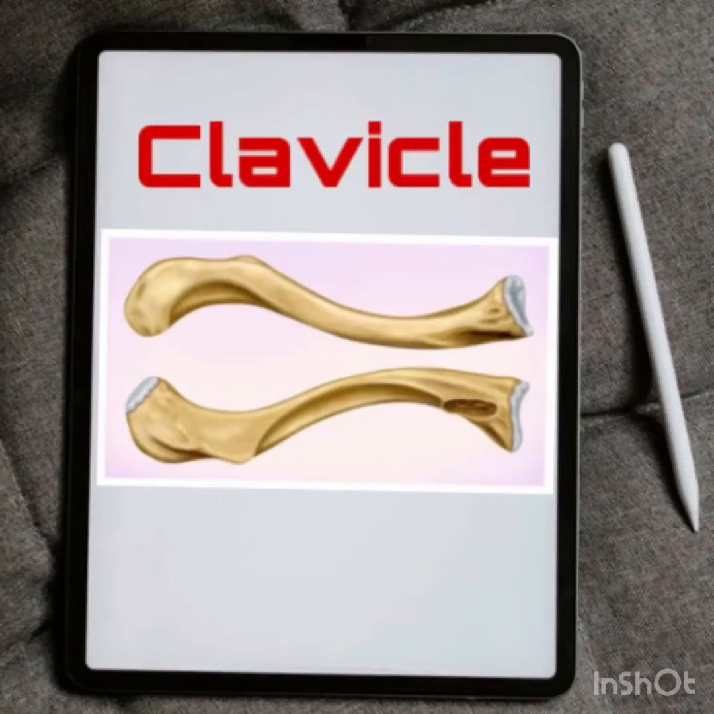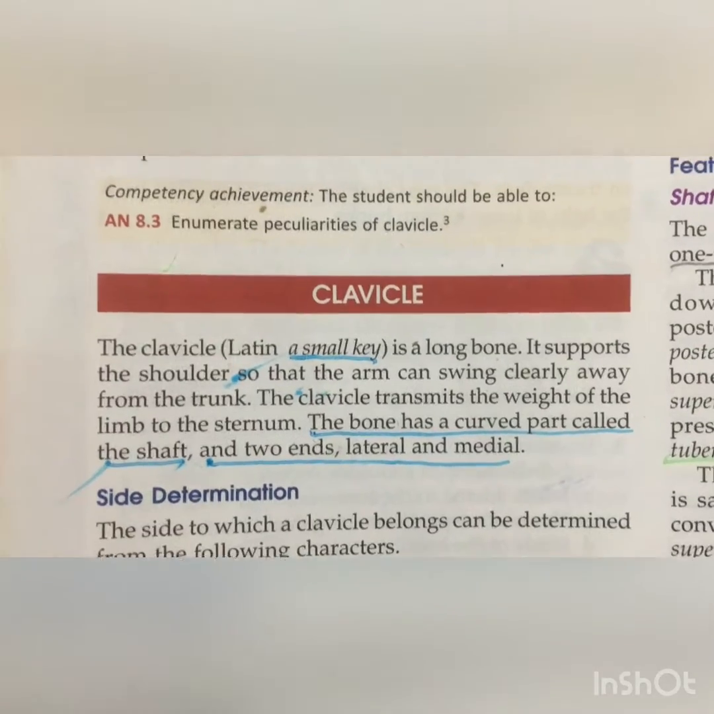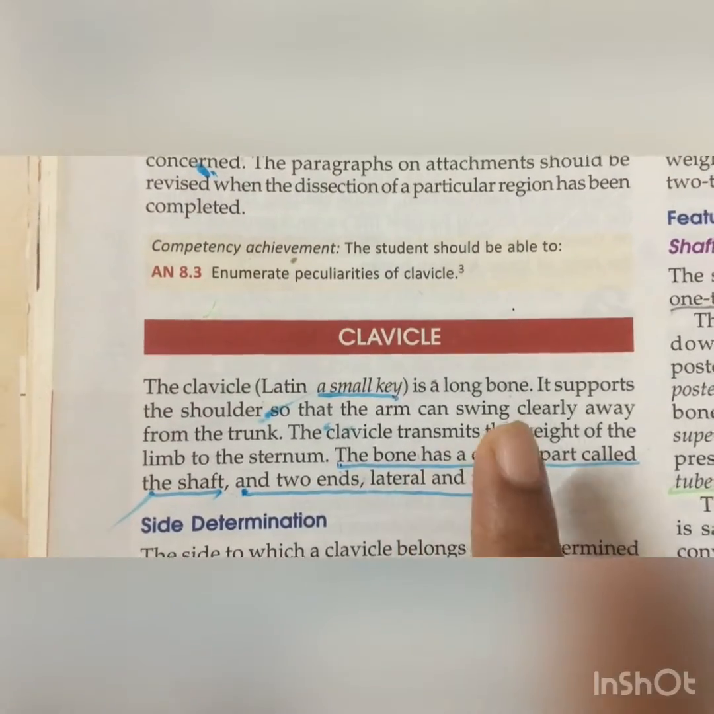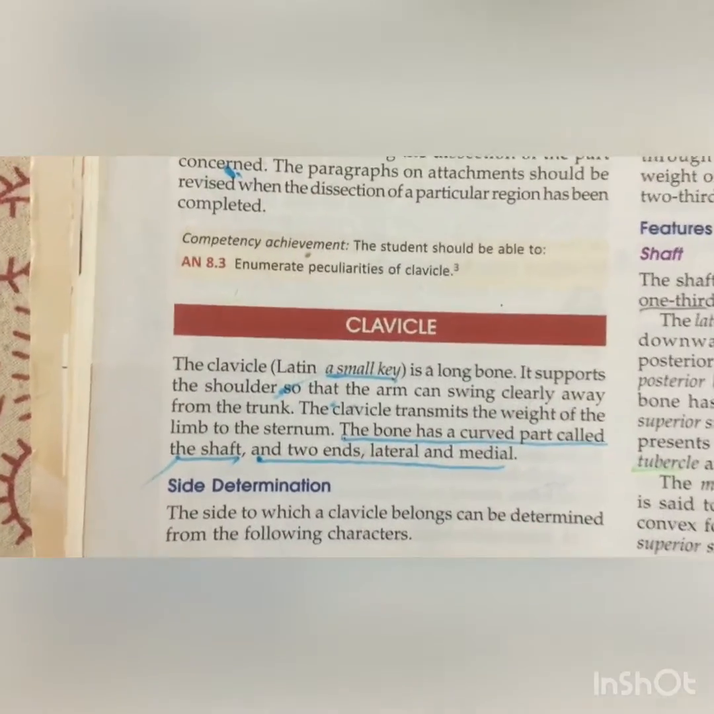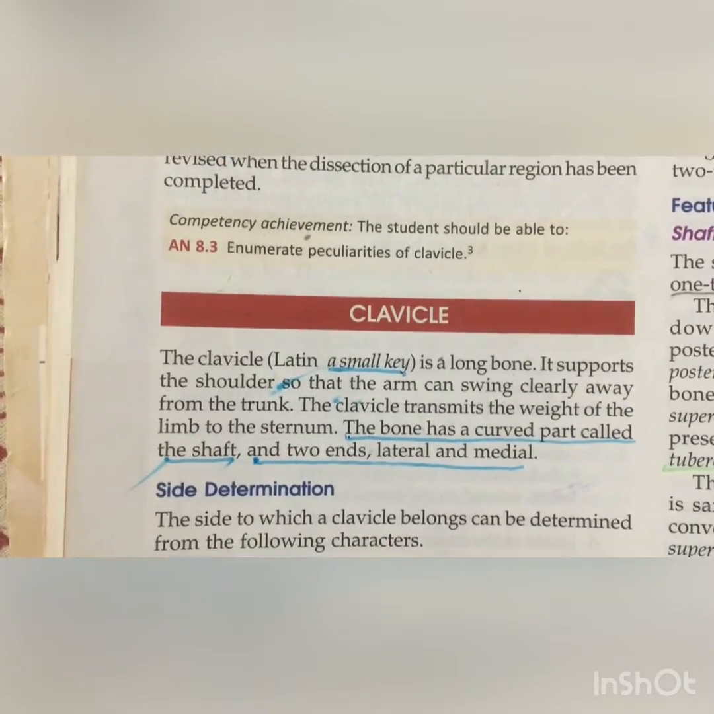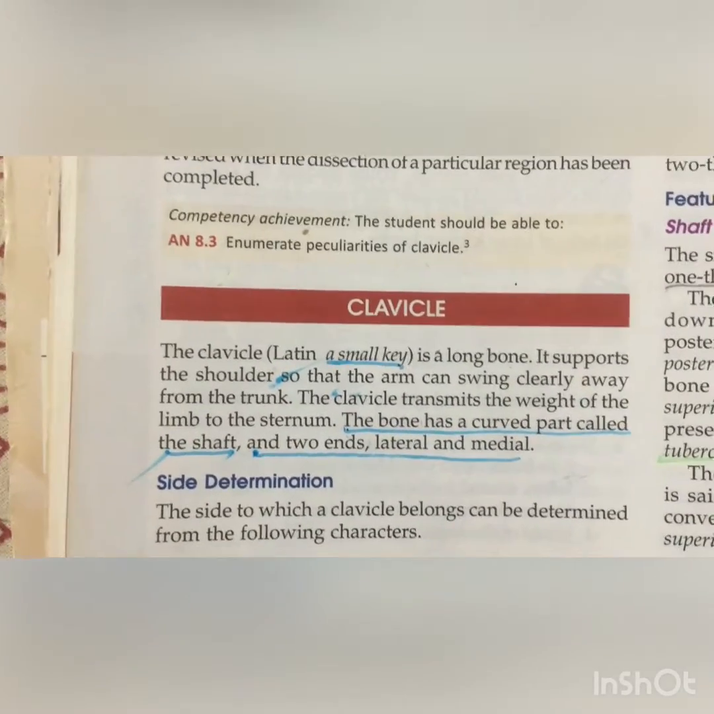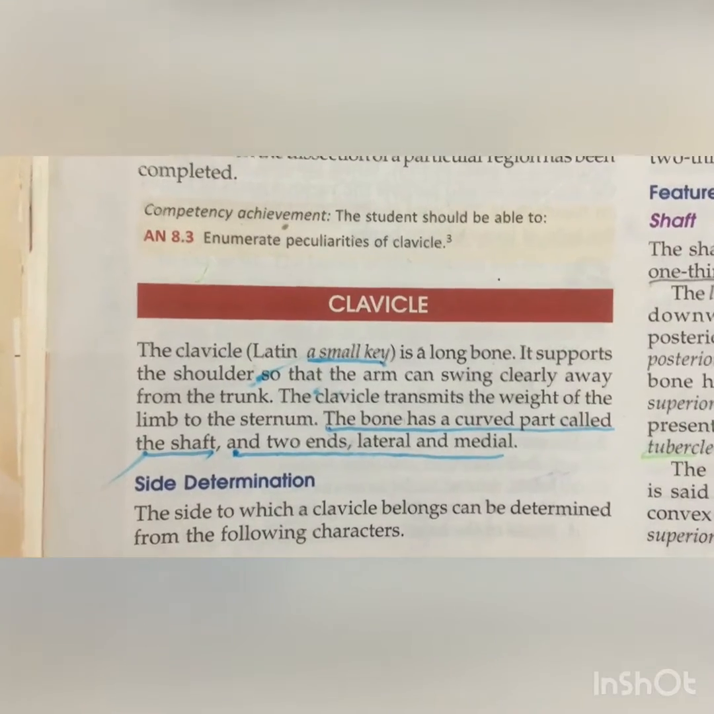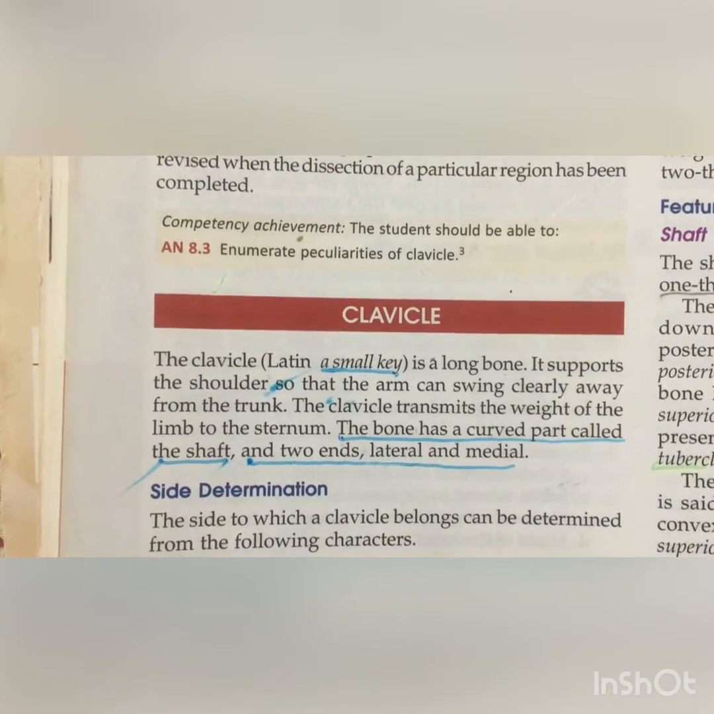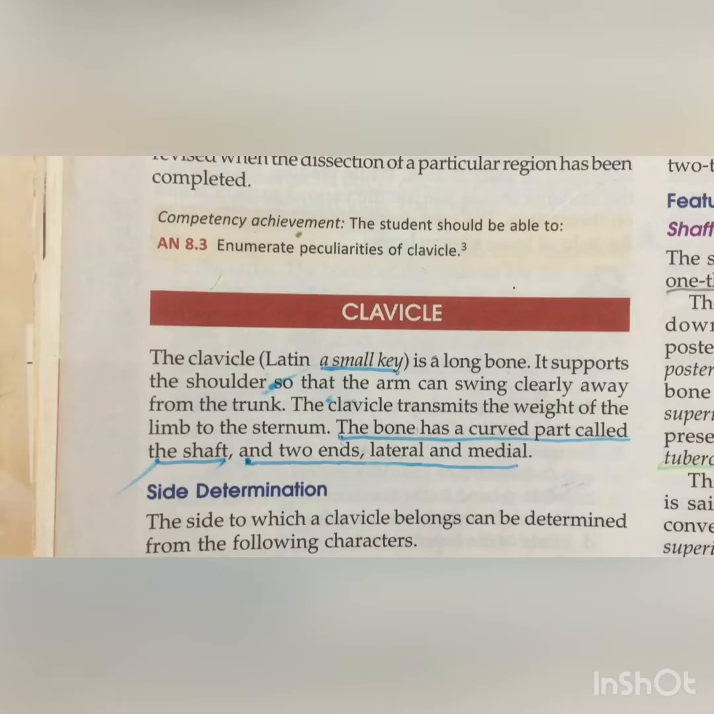Hey guys, today we are going to learn about the side determination of the clavicle. The clavicle is a long bone, and the Latin word suggests a small key. It supports the shoulder so that the arm can swing clearly away from the trunk.